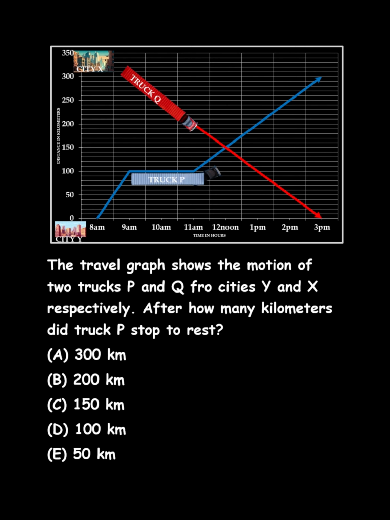E. 50 kilometers. Solution. The travel graph shows that, at point A, truck P stopped to rest after 100 kilometers. Therefore the correct answer is D.